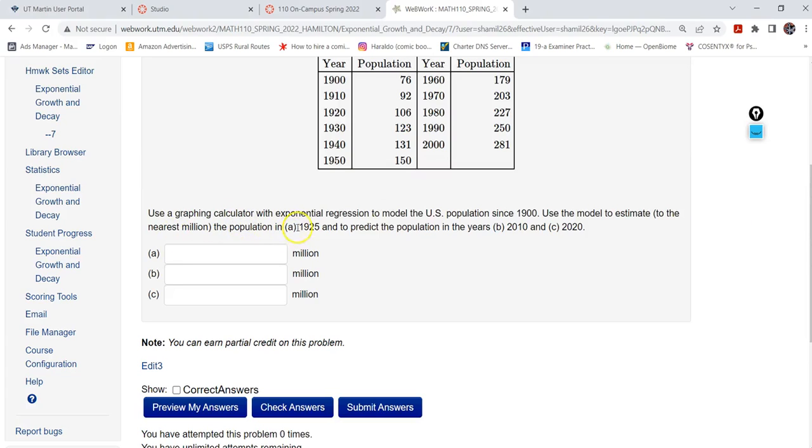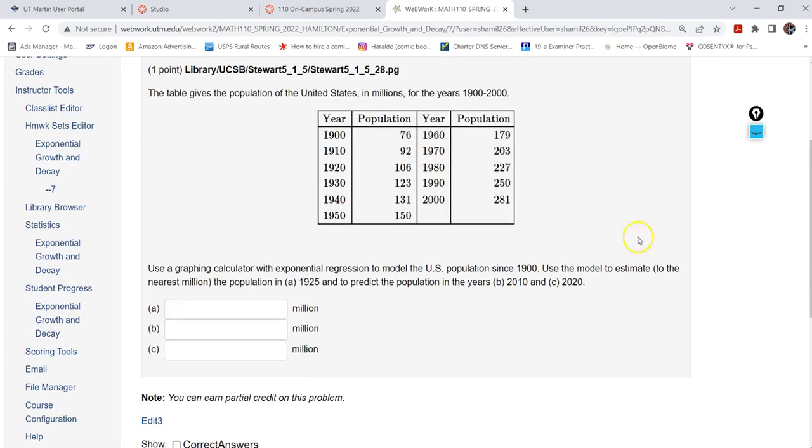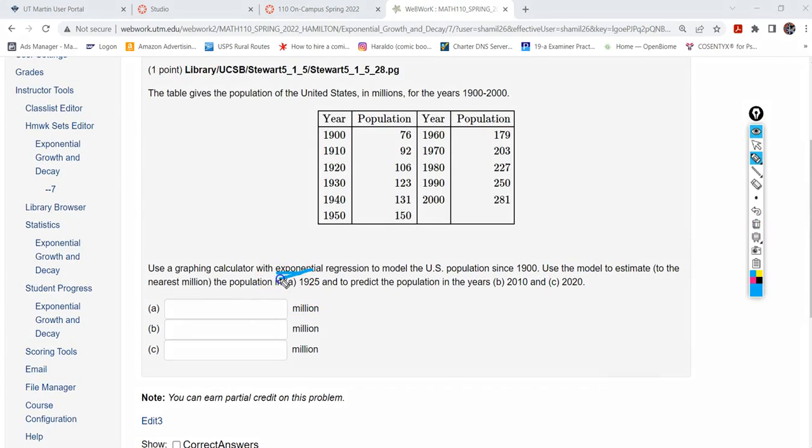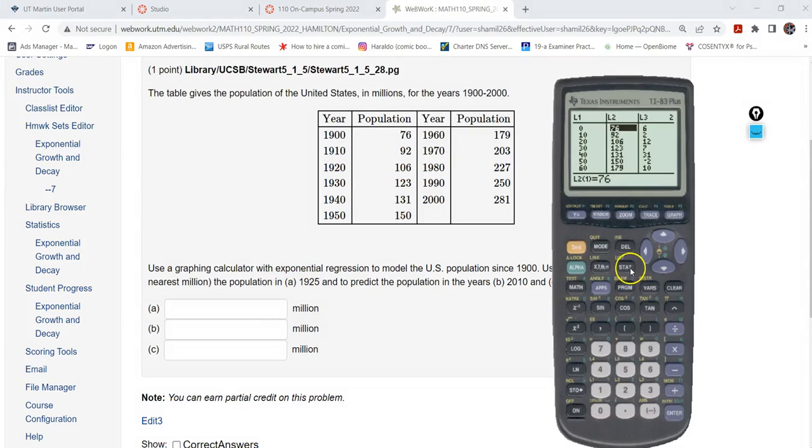Okay, now let's see what this problem says. It says use a graphing calculator with exponential regression to model the U.S. population since 1900. Okay, so I'm going to do exponential regression. So you're told to do exponential regression. Okay, so that's what we're going to do. So I'm going to press the stat key, and I'm going to go over to calc, and I'm going to scroll down until I find exponential regression. Now it's not there on the main viewing screen, so just keep scrolling down till you find it. There it is, exponential regression.